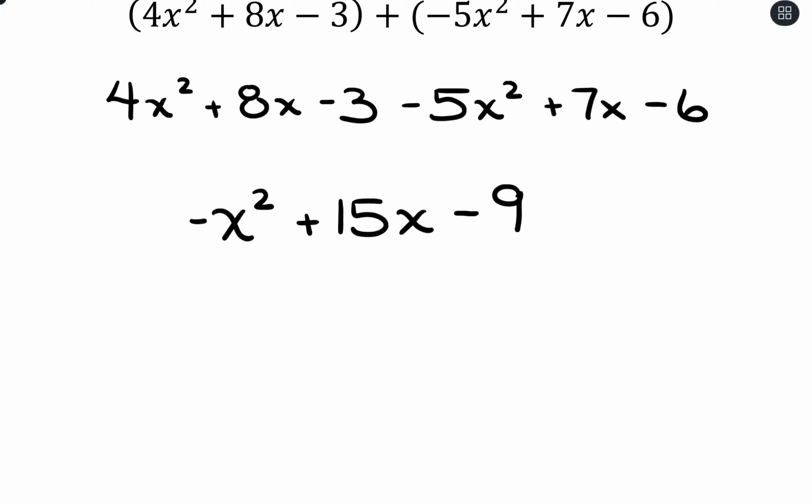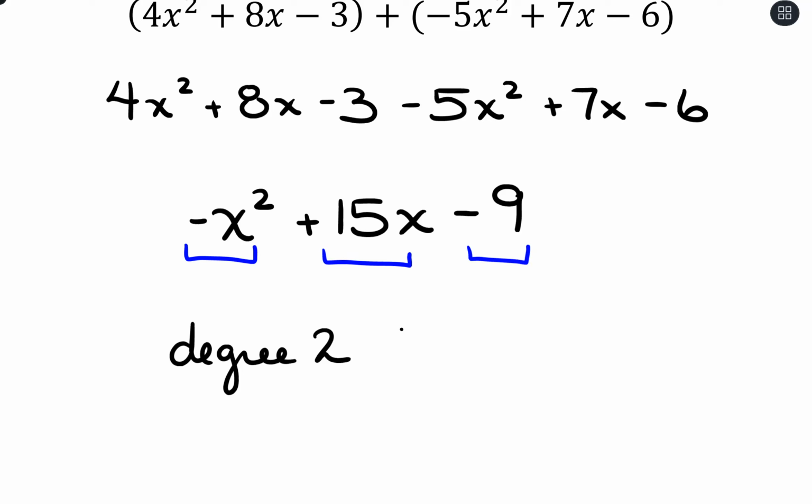Okay, so the degree is the largest exponent, so this is degree 2. And it has 3 terms. So again, I'm looking at addition, subtraction, separating. It's like here's one term, a second term, a third term, which means this would be called a trinomial.